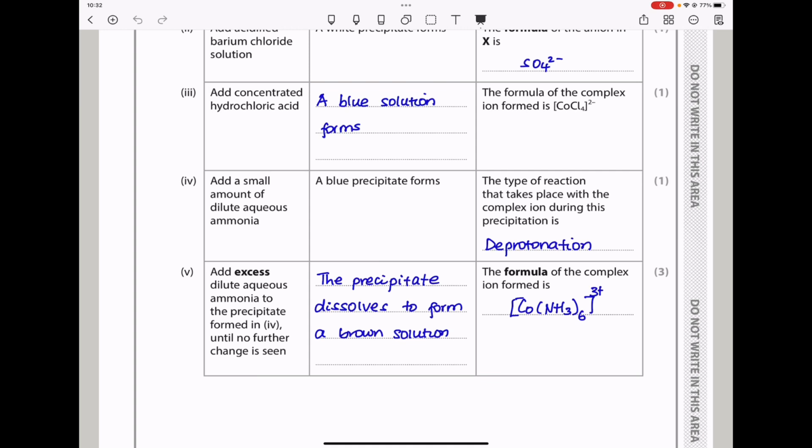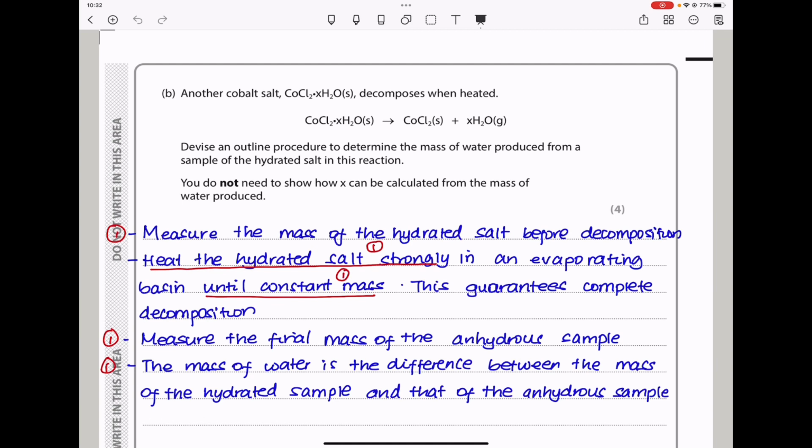The next part, add excess dilute aqueous ammonia to the precipitate formed in 4 until no further changes is seen. Now here we're going to have a ligand substitution reaction. So the precipitate will dissolve to form a brown solution, and this is going to be the complex formed, that due to ligand substitution reaction occurring. Moving on. In part B, another cobalt salt, which is that, decomposes when heated.